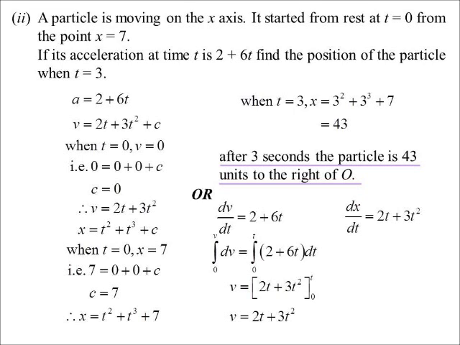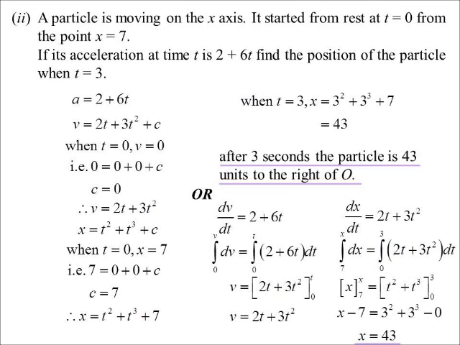Now, velocity is dx/dt. So now I know the integral of dx is equal to the integral of 2t plus 3t squared. Again, using the information they gave me, when t equals 0, x is 7. We want to know what x is when t is 3. You notice this time I did do the square brackets because I've got 7 to substitute in, not 0. So I get x minus 7 is 3 squared plus 3 cubed minus 0. Again, obviously, I come up with the same answer of 43.